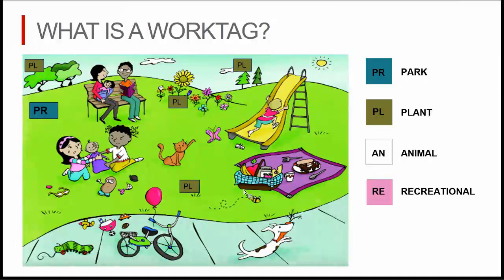Maybe I'm responsible for the plants that are in this park. So maybe I have expenses related to that and I can tag the plants. I'm also responsible for the animals, so I can tag those. And then maybe I'm responsible for the recreational equipment and I have expenses related to those and I want to keep track. Using work tags really allows us to get the reporting that we need at a later date. They're truly just objects or segments that we tie to a transaction.